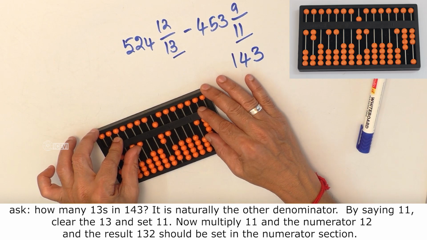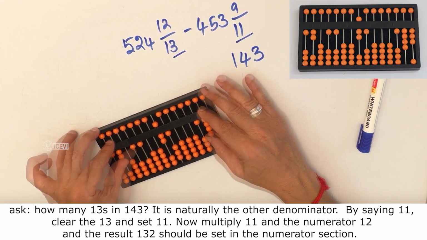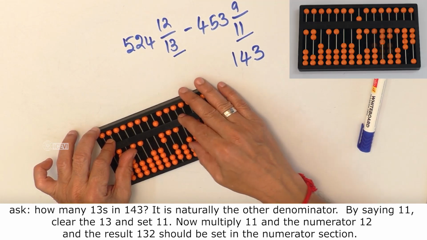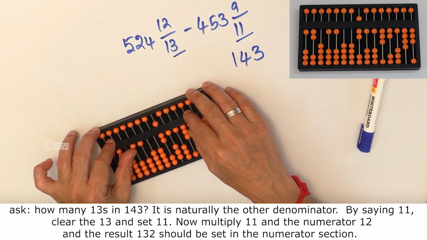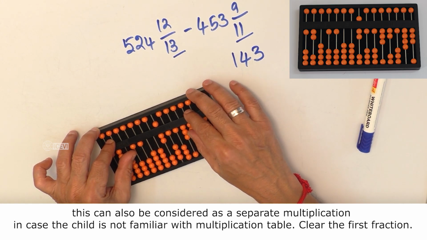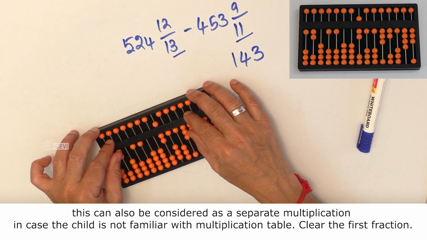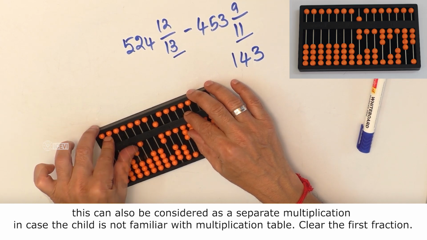Now multiply 11 and the numerator 12. The result 132 can be set in the numerator section. This multiplication 11 by 12 can also be considered as a separate multiplication in case the child is not familiar with the multiplication table. Now clear the first fraction.